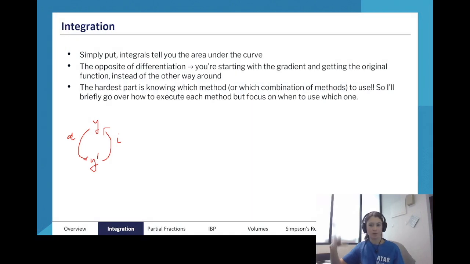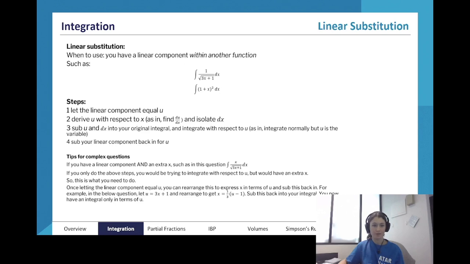Okay, brilliant. So let's get into the most simple application of integration in Specialist. And this is linear substitution. So we actually do use linear substitution in Methods, but we aren't actually taught it.